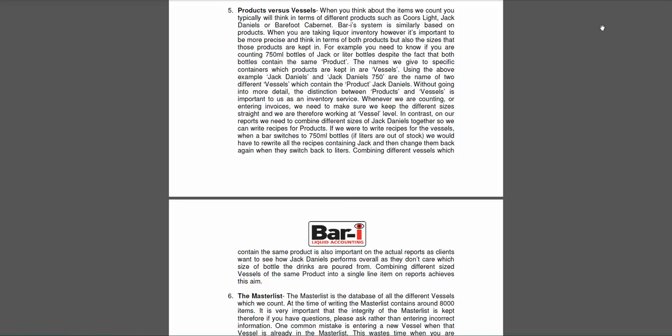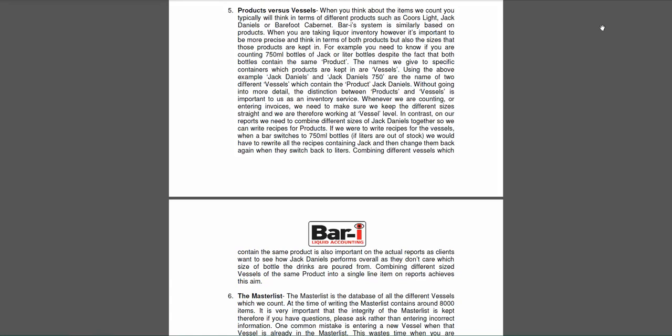Okay, section 5, an introduction to products versus vessels. So this is hopefully a relatively short section and video. It does introduce us to a very important concept, which we're going to explain at a high level here, and then later on in training we'll go into more detail, and it will be particularly relevant when you start entering new products into the database.